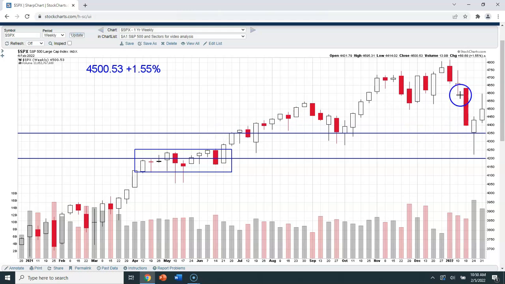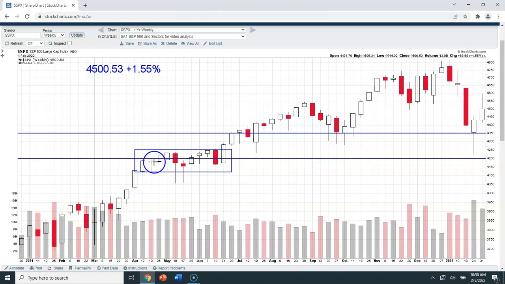What we have is a pullback from peak to trough, and I've already done the math. It was a little over 12%. 10% is a correction. So from here to here, we've had a correction. On a weekly closing basis, the 4,350 level, which has been a very important support and resistance level since back in June, has held.